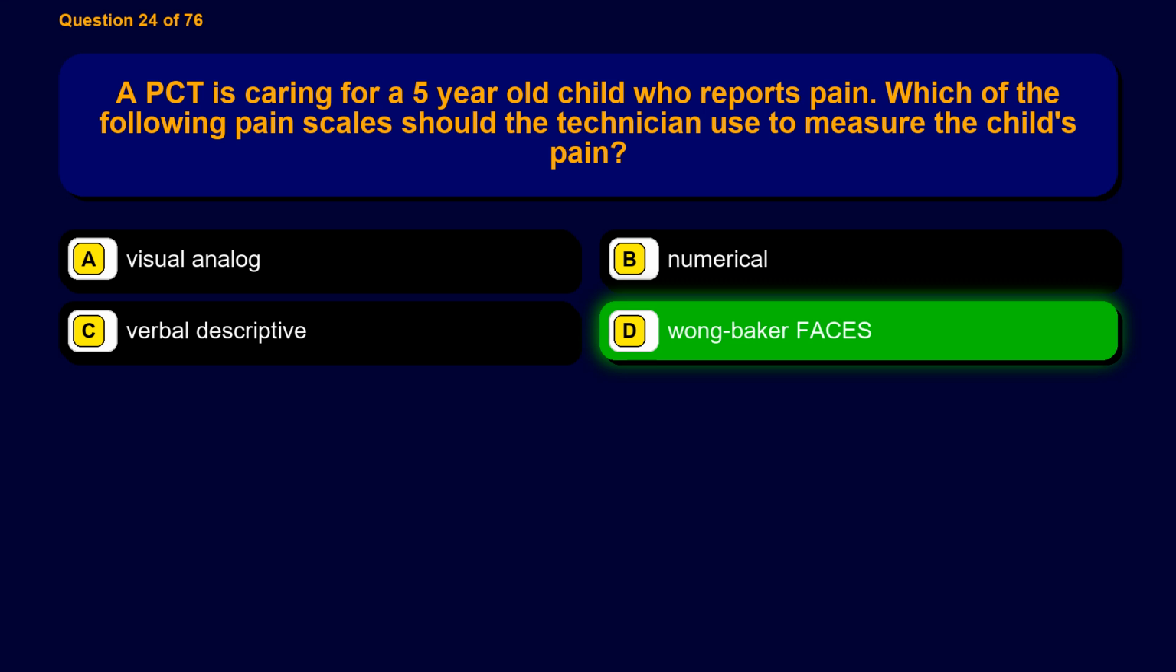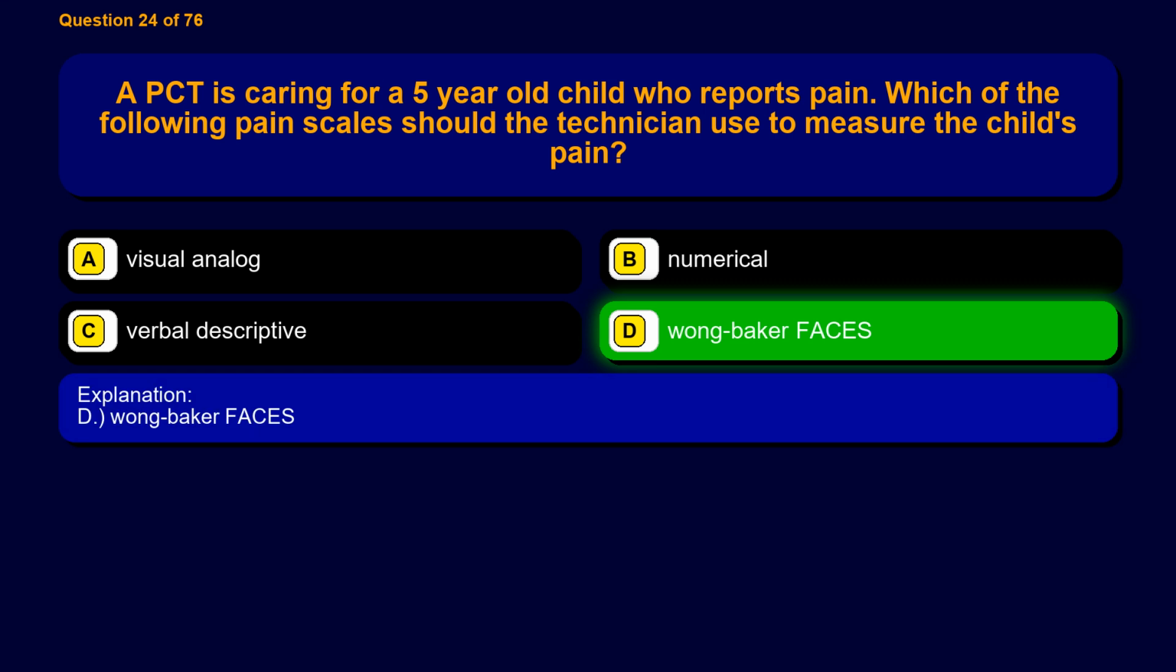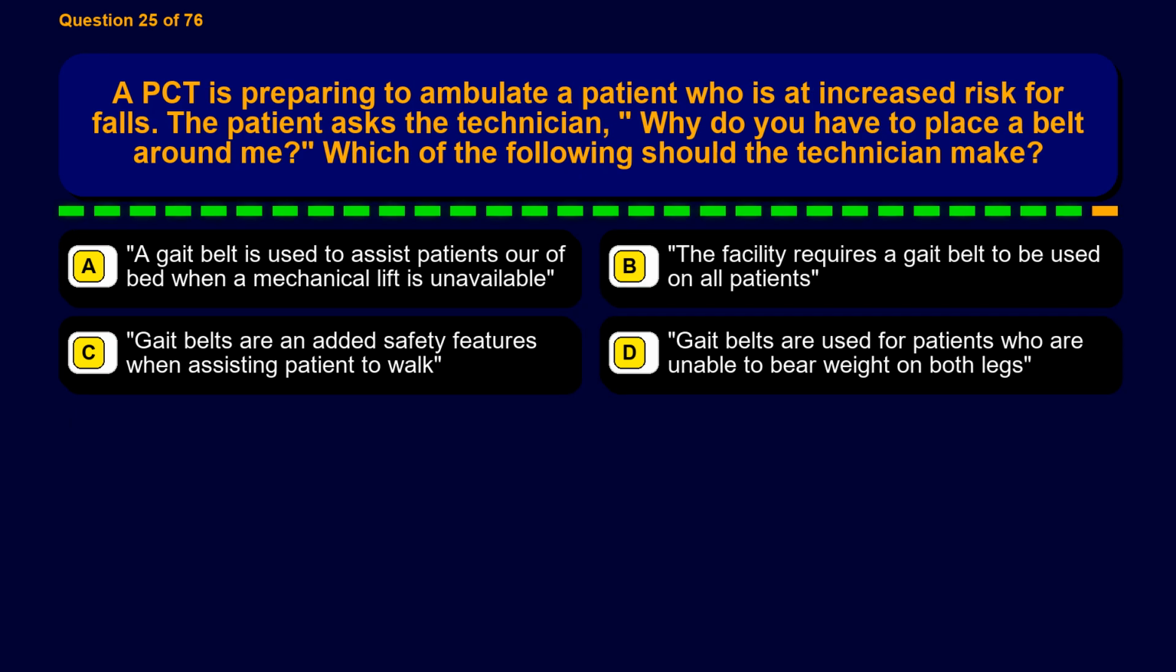The correct answer is option D, Wong-Baker faces. Question 25. A PCT is preparing to ambulate a patient who is at increased risk for falls. The patient asks the technician, "Why do you have to place a belt around me?" Which of the following responses should the technician make?